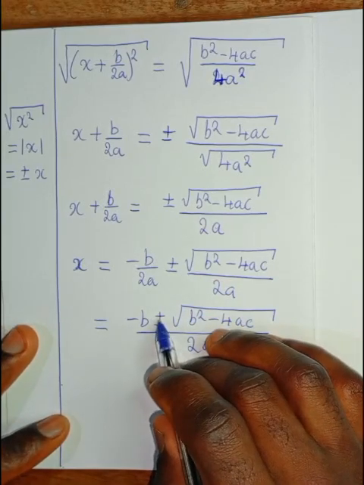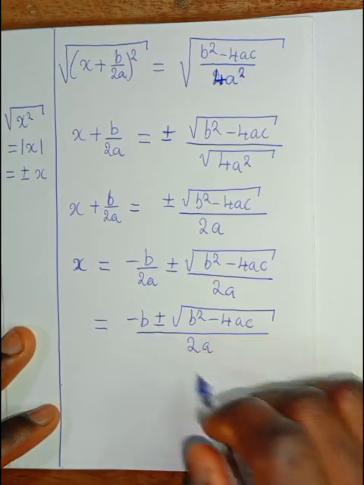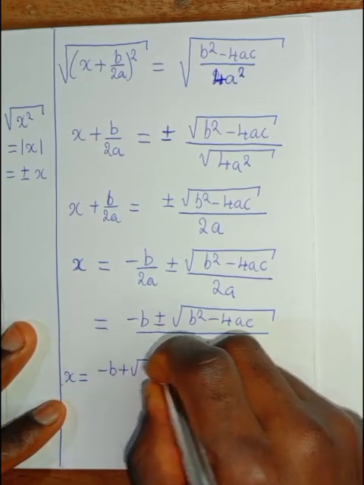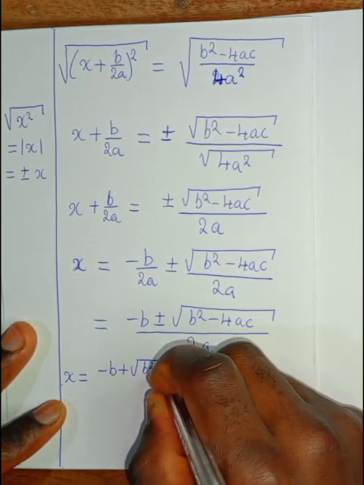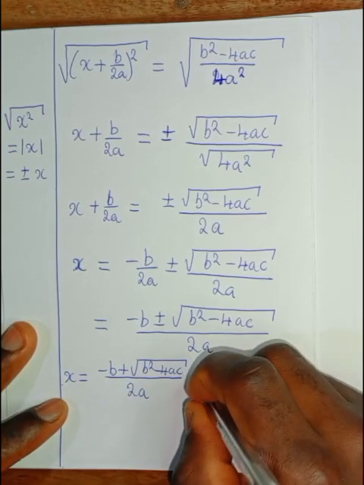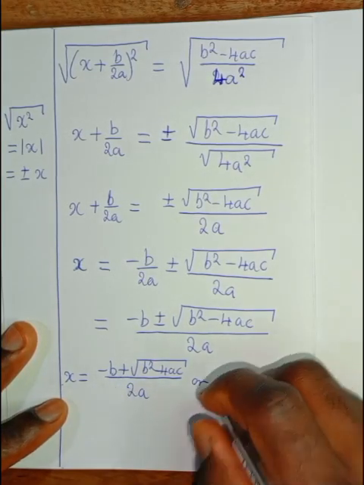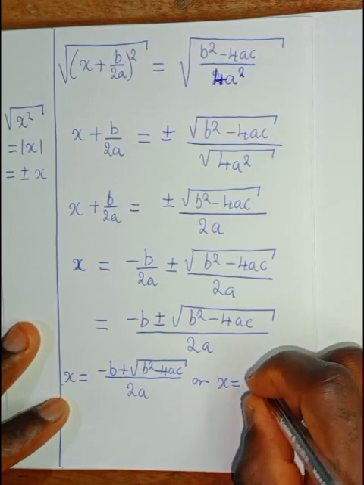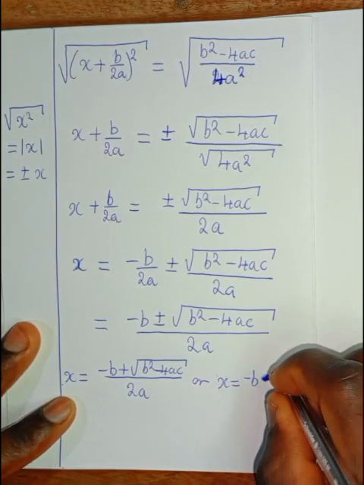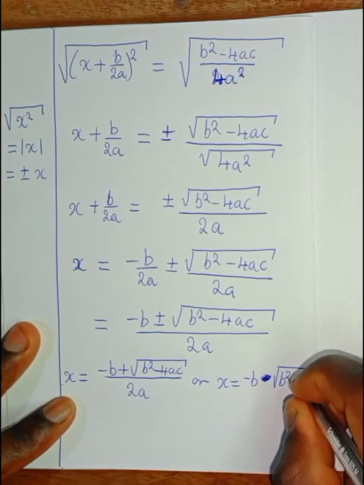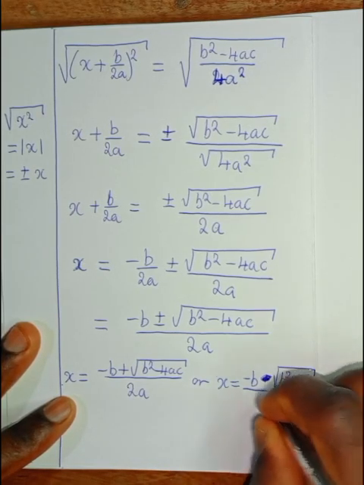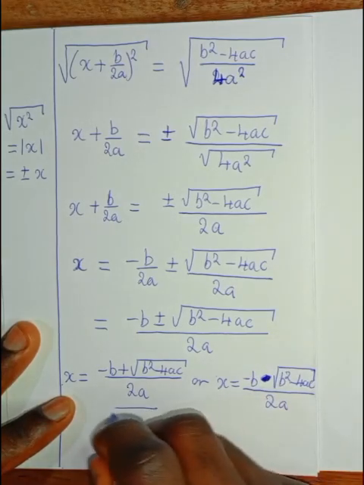Since we cannot be working with addition and subtraction at the same time, it simply means our x will be equal to negative b plus the square root of b squared minus 4ac over 2a, where we work with addition here, or x is equal to negative b minus, in this case now we take minus the square root of b squared minus 4ac, and we divide by 2a. So these are the solutions.